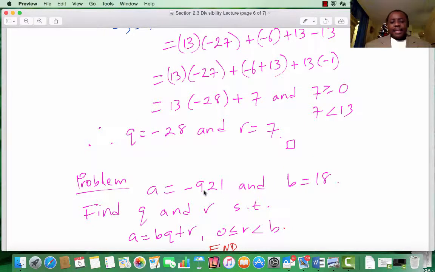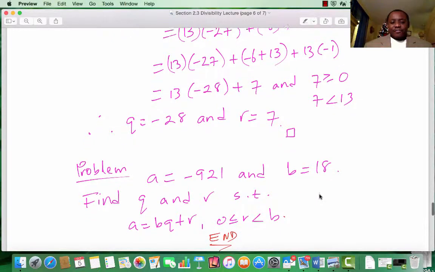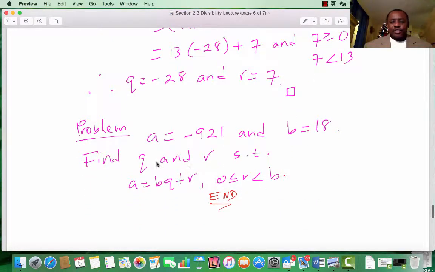Let A equal negative 921 and B equal 18. Find integers Q and R such that A equals BQ plus R, where R is bigger than or equal to 0 and strictly less than B.